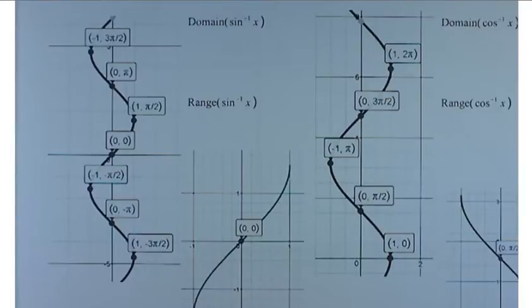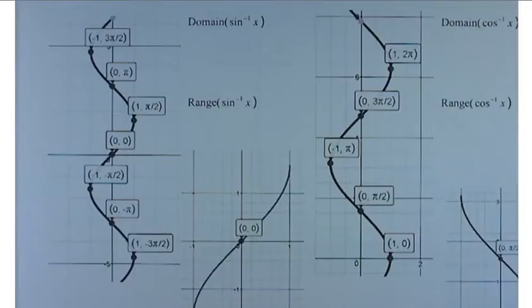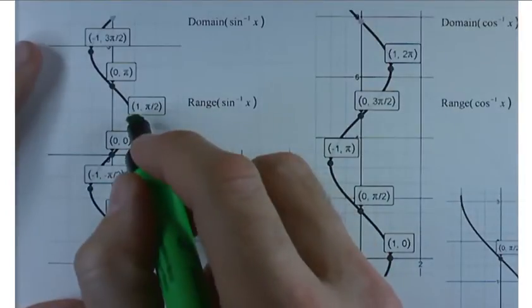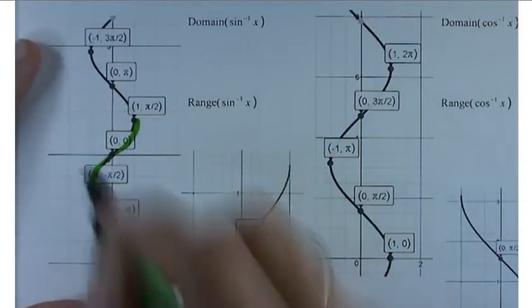Perfect. It fails the vertical line test, right? So here's what we're going to do. We're going to kind of cheat a little bit. We're going to make a little restriction. We're going to say, you know what? We're going to throw out part of this graph. I'm going to keep just this little piece.